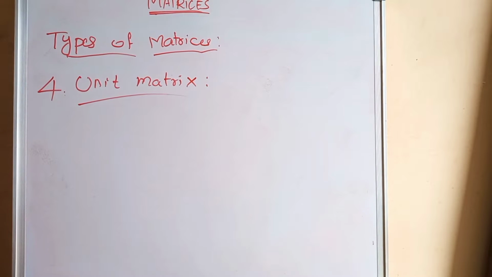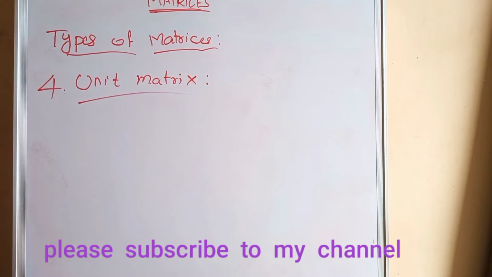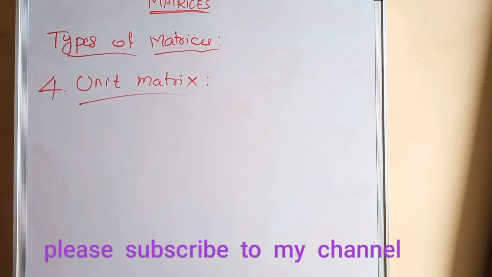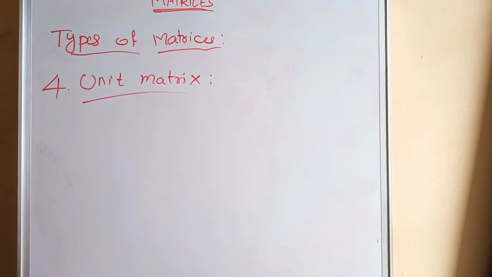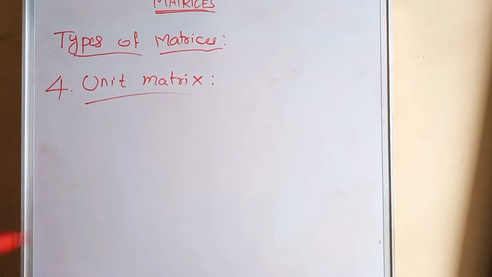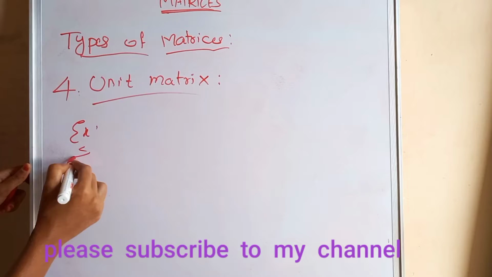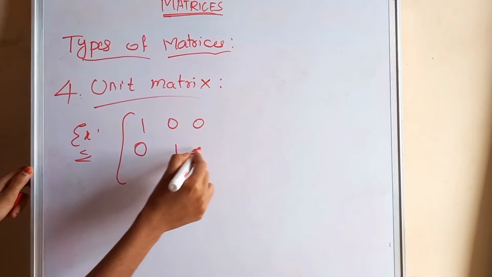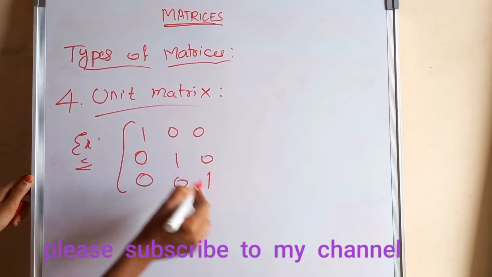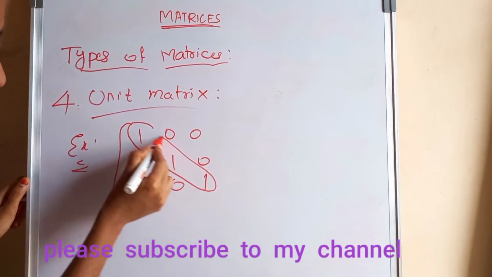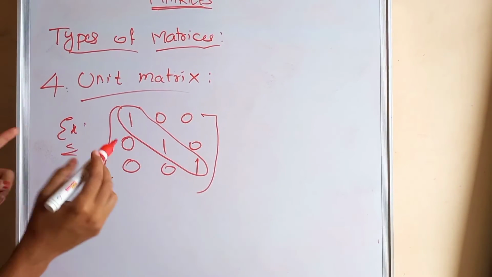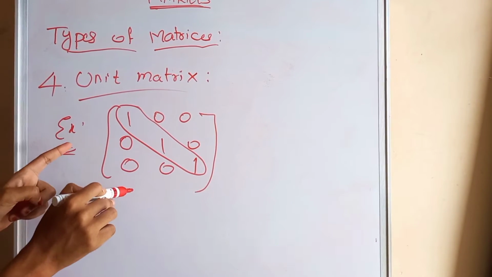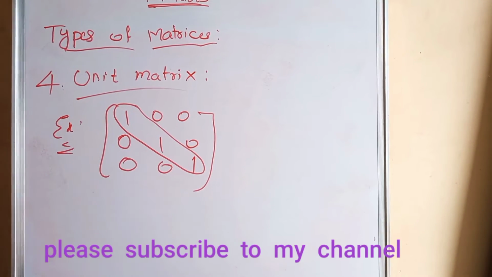Fourth one, unit matrix. If each non-diagonal element of a square matrix is 0 and the diagonal elements are equal to 1. Example: 1, 0, 0, 0, 1, 0, 0, 0, 1. The diagonal elements are only 1. So it is a unit matrix or identity matrix.